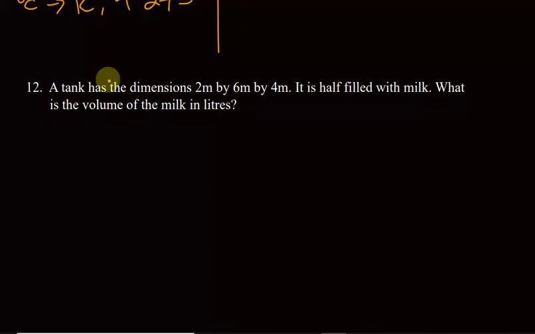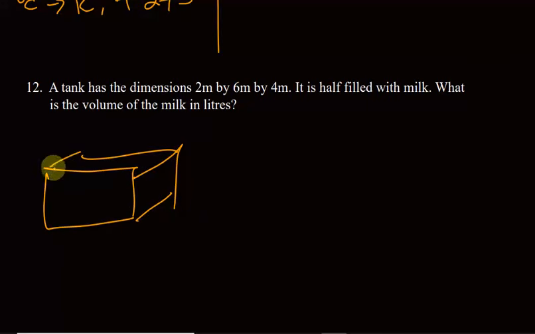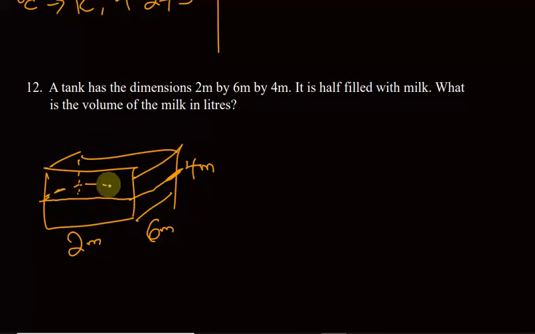Next question. A tank has dimension 2 meters, 6 meters, 4 meters. So we just draw a sketch of a tank. That is a tank, 2 meters, 6 meters by 4 meters. It is half filled with milk. So milk has reached half. Milk is at half level. I'm just trying to sketch so that you can see it. The level of milk has reached here, halfway.